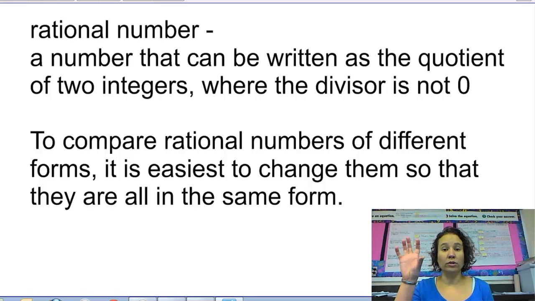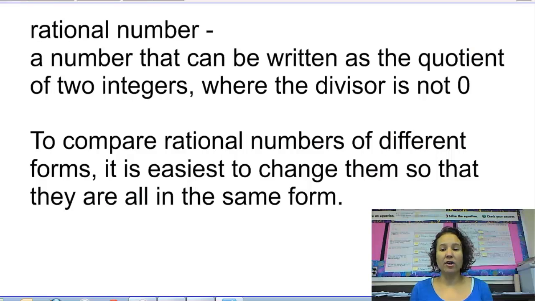So you've got like a whole number that can be either positive or negative over another whole number that's either positive or negative, but the bottom number can't be 0. You can't divide by 0 in math. It's just not allowed. Seriously? It's not that complicated. If you can write it as a fraction, it's a rational number.